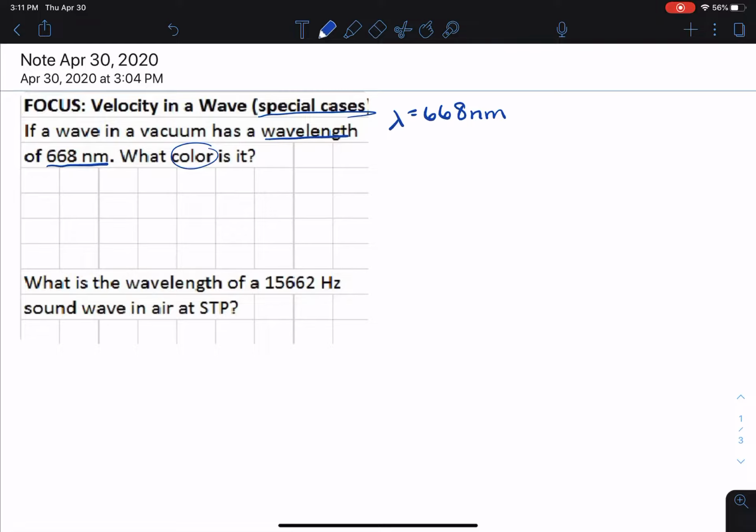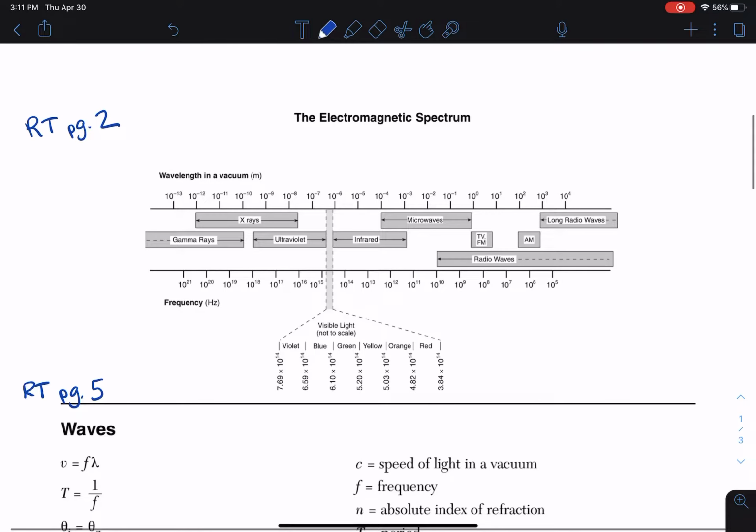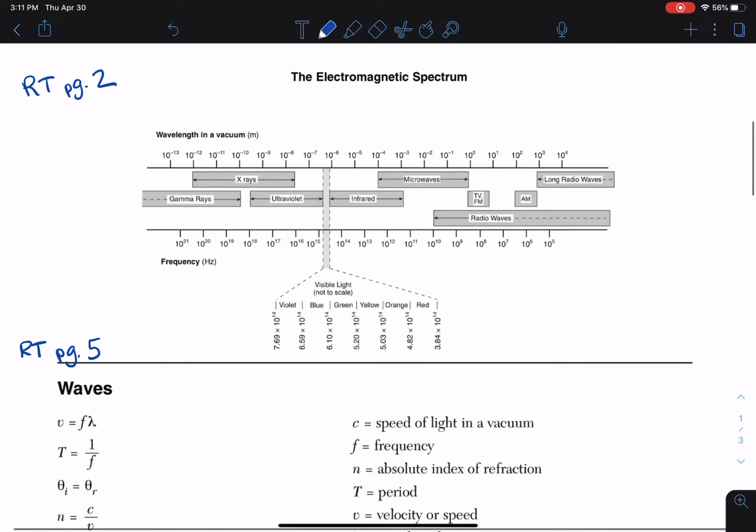We haven't had a lesson yet on the electromagnetic spectrum, but I'm going to show you where it is in the reference table. If we scroll down to the reference table, page 2, there's this electromagnetic spectrum. Electromagnetic is basically a fancy word for light. If you took Earth Science, you've probably seen a very similar table. These are all light waves. There's gamma rays, X-rays, ultraviolet, and then here is the visible light spectrum, and you can see between these numbers the different colors that it falls into.